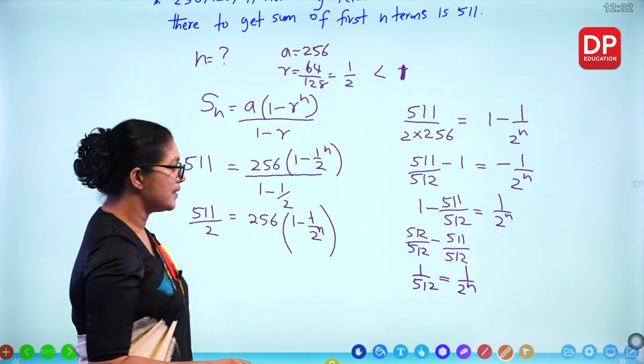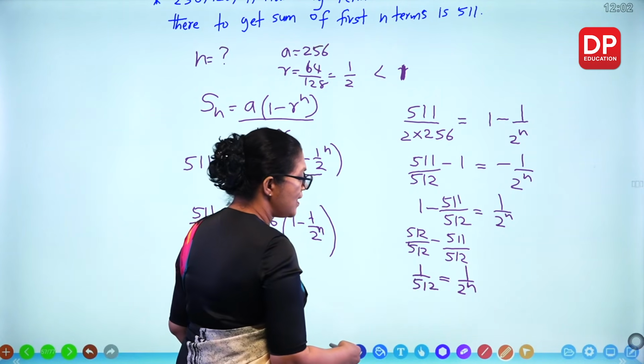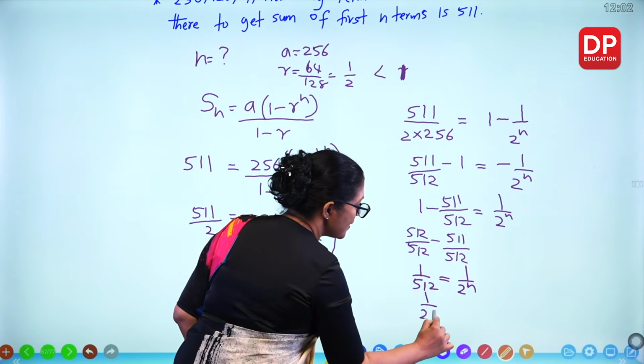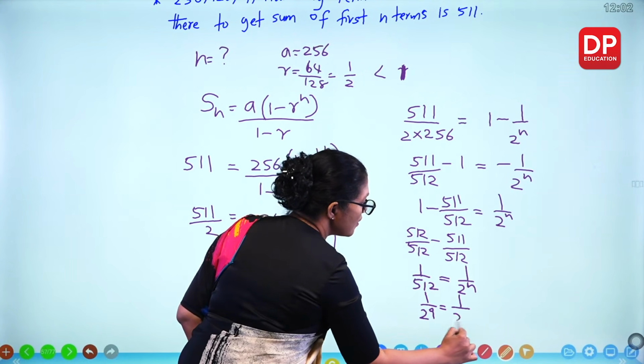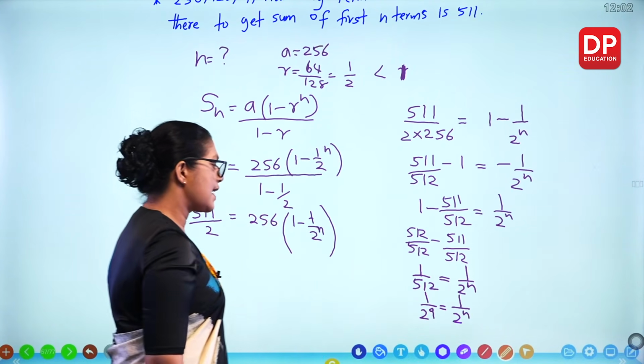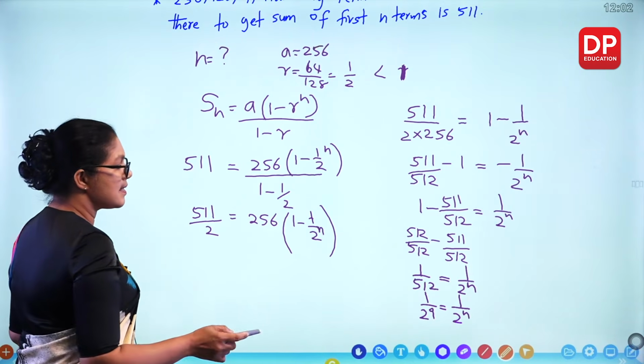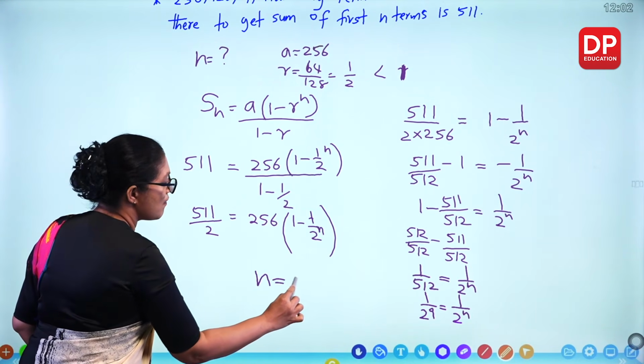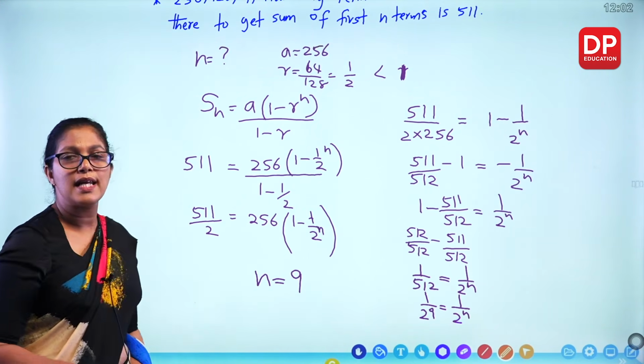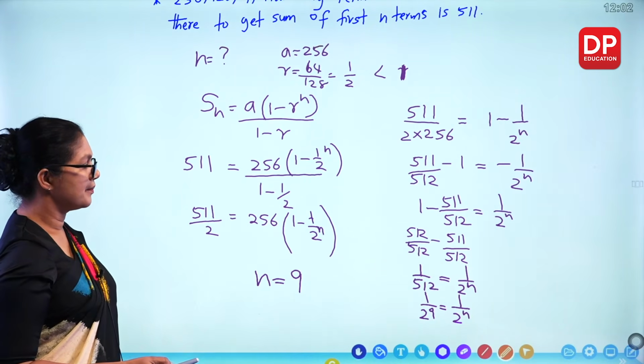You can compare this. 512 is 2 to the power 9. So when you take the denominators, I can take the same bases, so the powers are equal. So you get n equals 9.